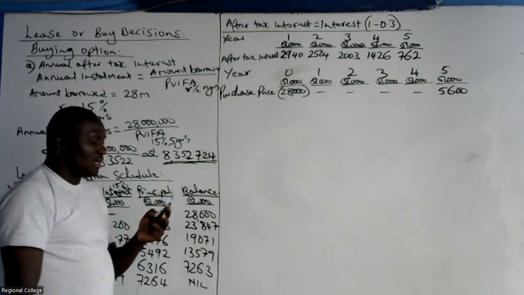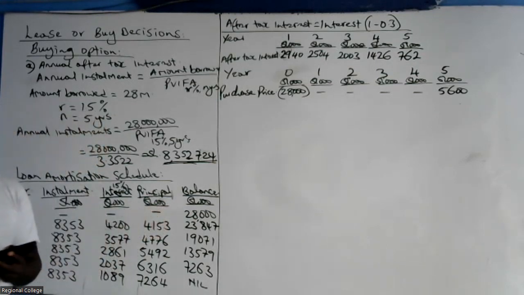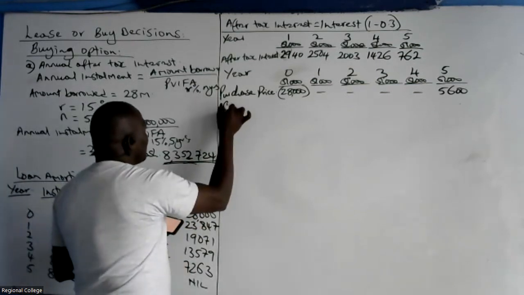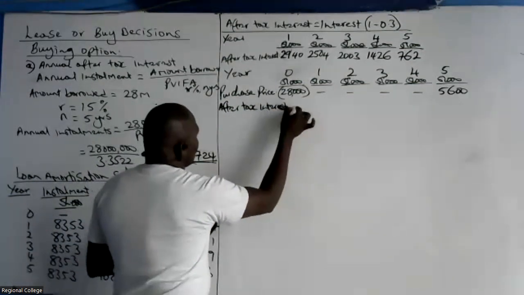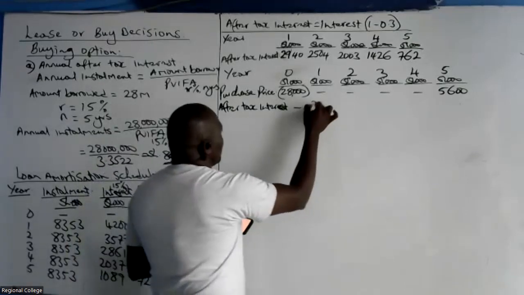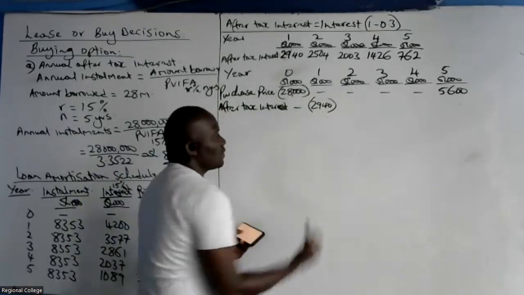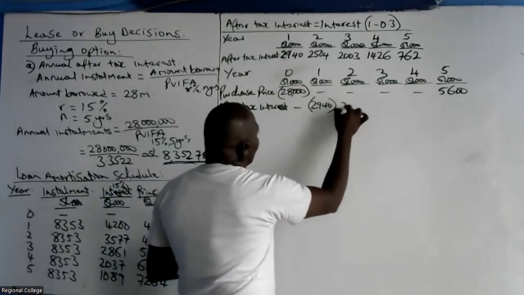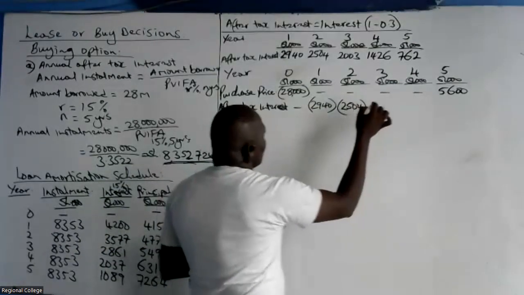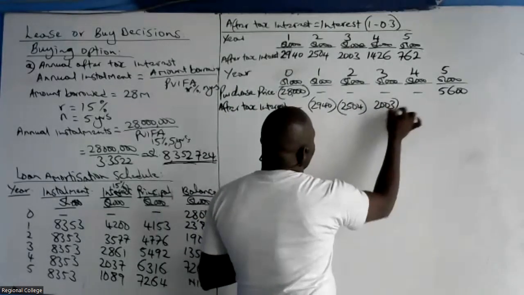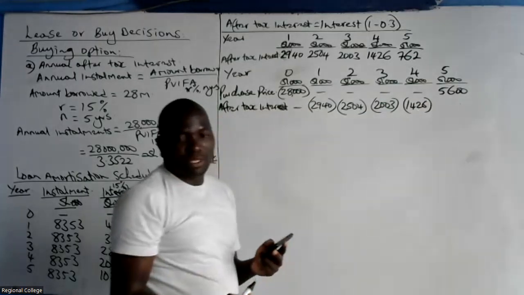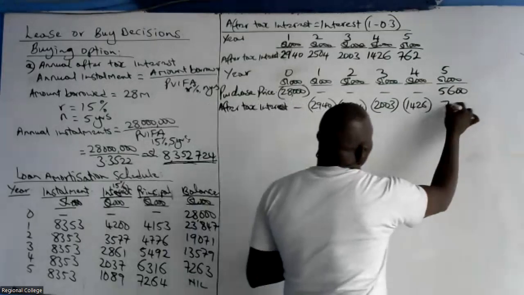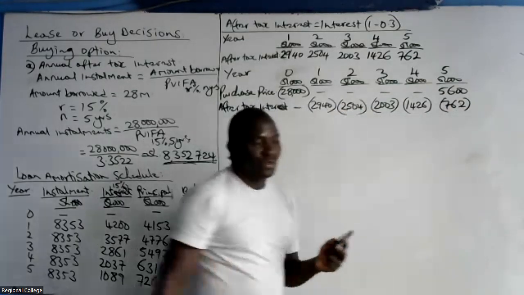What else do I have to incur when I decide to buy? Nitalipa interest. So I bring in after-tax interest. In year 1, I'll pay 29.40. Cash is going out, so it's a cost. In year 2, I pay 25.04. Year 3, I pay 20.03. Year 4, I pay 14.26. Cash is going out, remember that it's a negative. And in year 5, I pay 762.